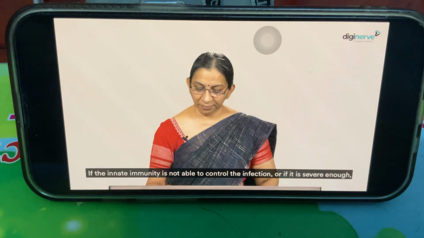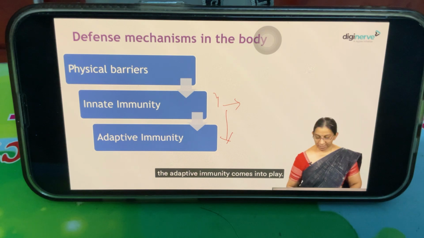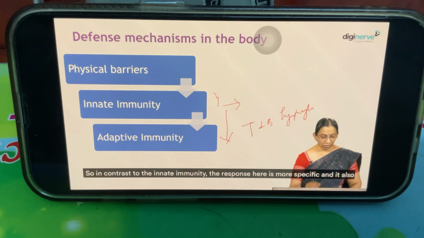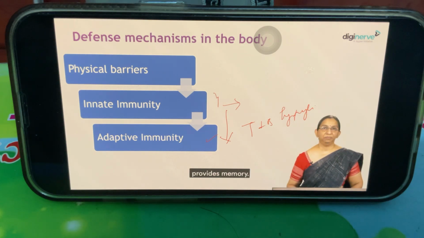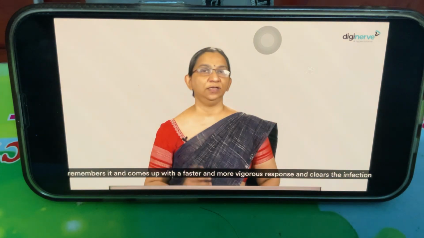If the innate immunity is not able to control the infection, or if it is severe enough, the adaptive immunity comes into play. This is mediated by the T and B lymphocytes. In contrast to the innate immunity, the response here is more specific and it also provides memory. By that what we mean is, if the pathogen infects you a second time, the immune system remembers it and comes up with a faster and more vigorous response and clears the infection faster.